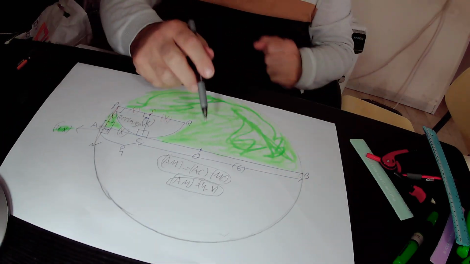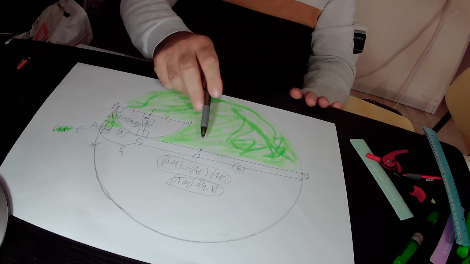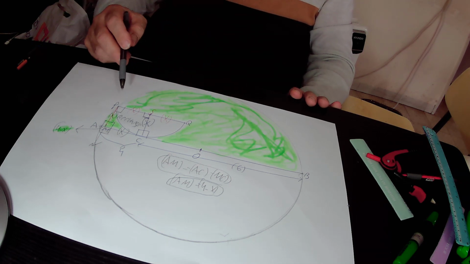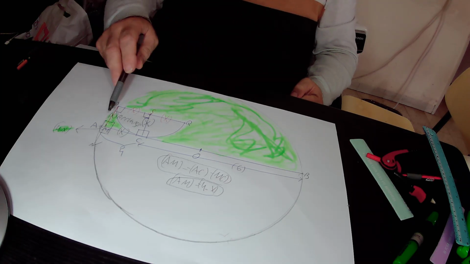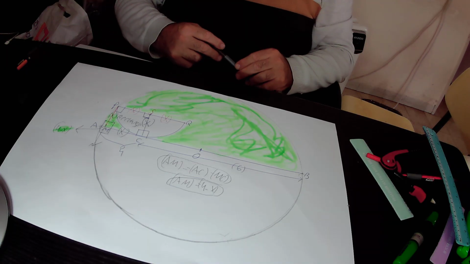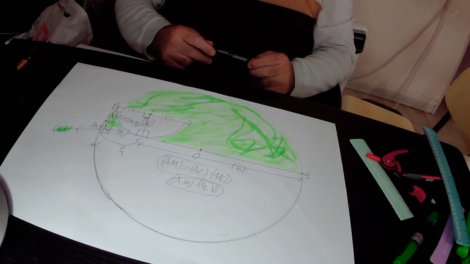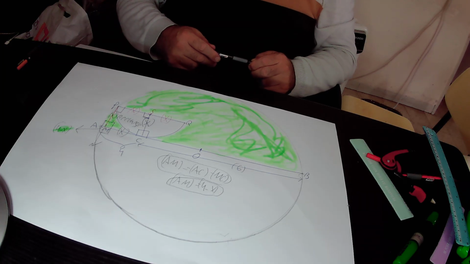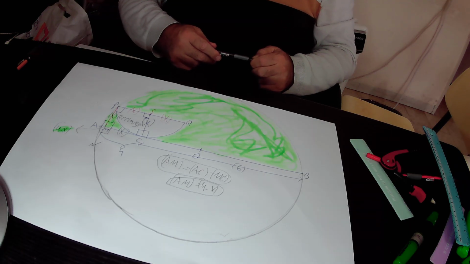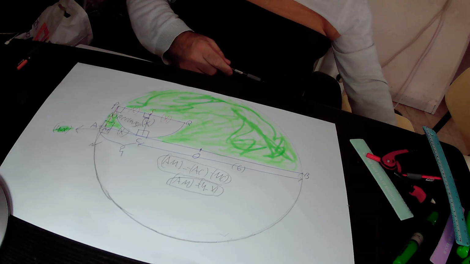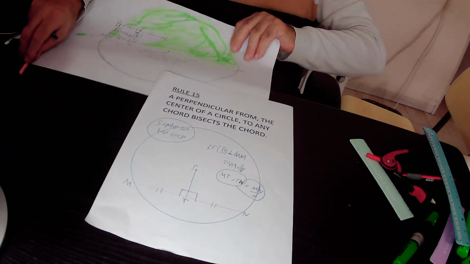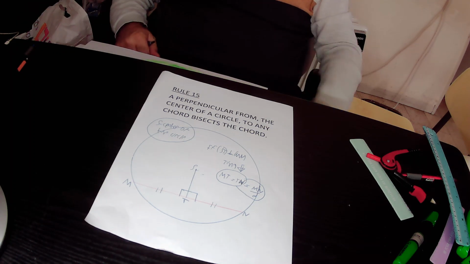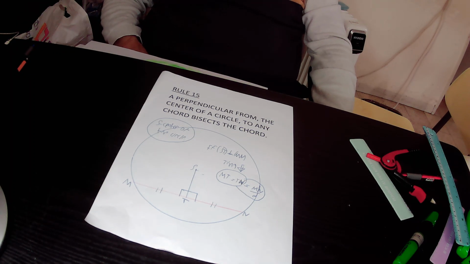Point O is the center of this big circle. From point O, we have perpendicular OM on chord PN. And according to rule 15, a perpendicular from the center of the circle towards any chord bisects the chord. Let me repeat quickly on rule 15. According to rule 15, a perpendicular from the center of a circle towards any chord bisects the chord.